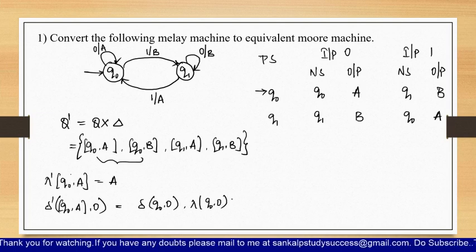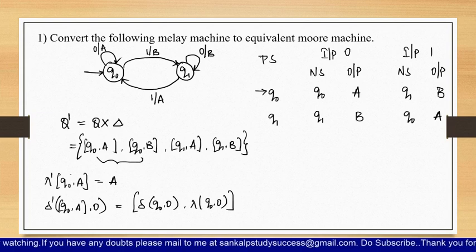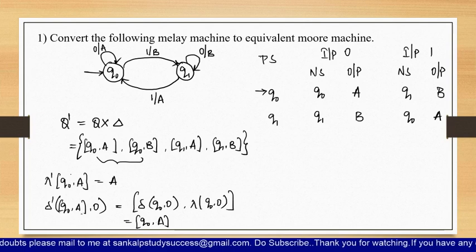This is the formula which we have. So what is (Q0, 0)? (Q0, 0) again goes to Q0 only. So here we are going to Q0. Then what is the lambda of (Q0, 0)? Lambda is nothing but the output, which is equal to A. So (Q0, A). By applying 0 to (Q0, A), it again goes to (Q0, A). This is the transition, which is a move from state (Q0, A) by applying an input 0.